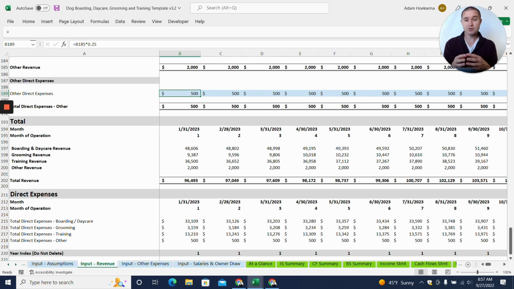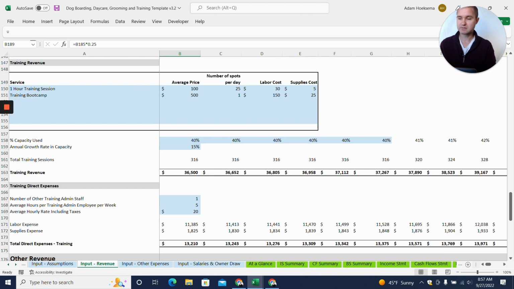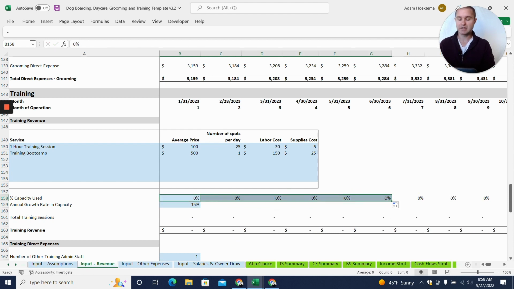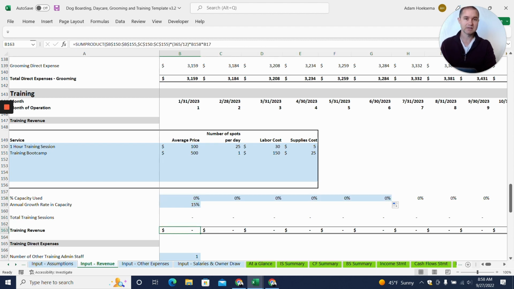Now, if you aren't providing all of these services, what you'll want to do is just zero out certain sections. So the easiest thing to do is turn the capacity down to 0. You can leave everything else the same, but if you just say, nope, we're not doing training, and so we're going to put capacity at 0, you'll see that revenue goes to 0. So that's the easiest thing to do.